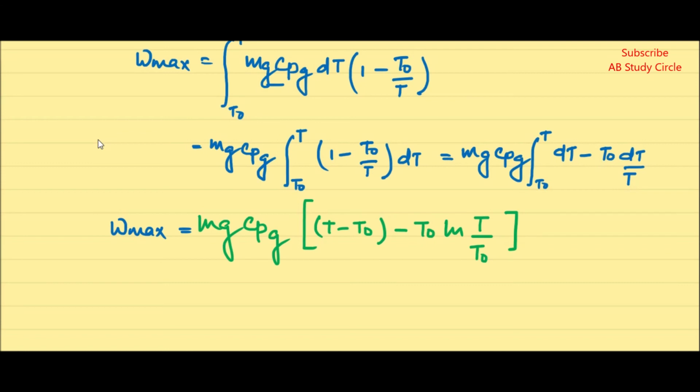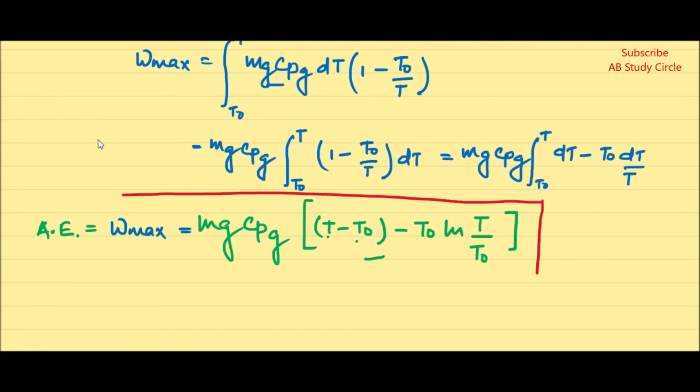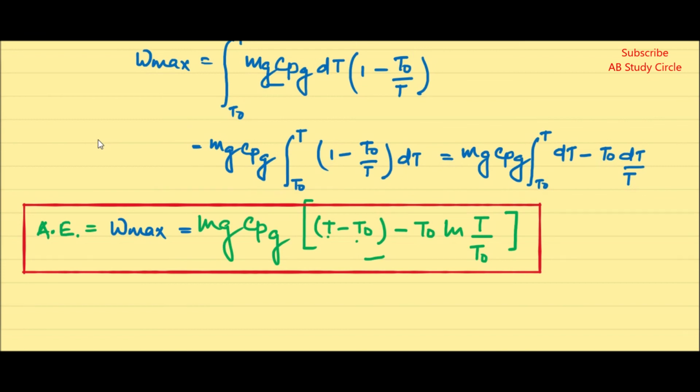So we got the formula for it. This is nothing but what? Your available energy. And this available energy we got from a finite energy source, that was the hot gas, which was expanded or cooled from T to T0, and we got this equation. So we have to remember this equation, and it is a very important equation in the available energy concept, which will be used to calculate various problems.